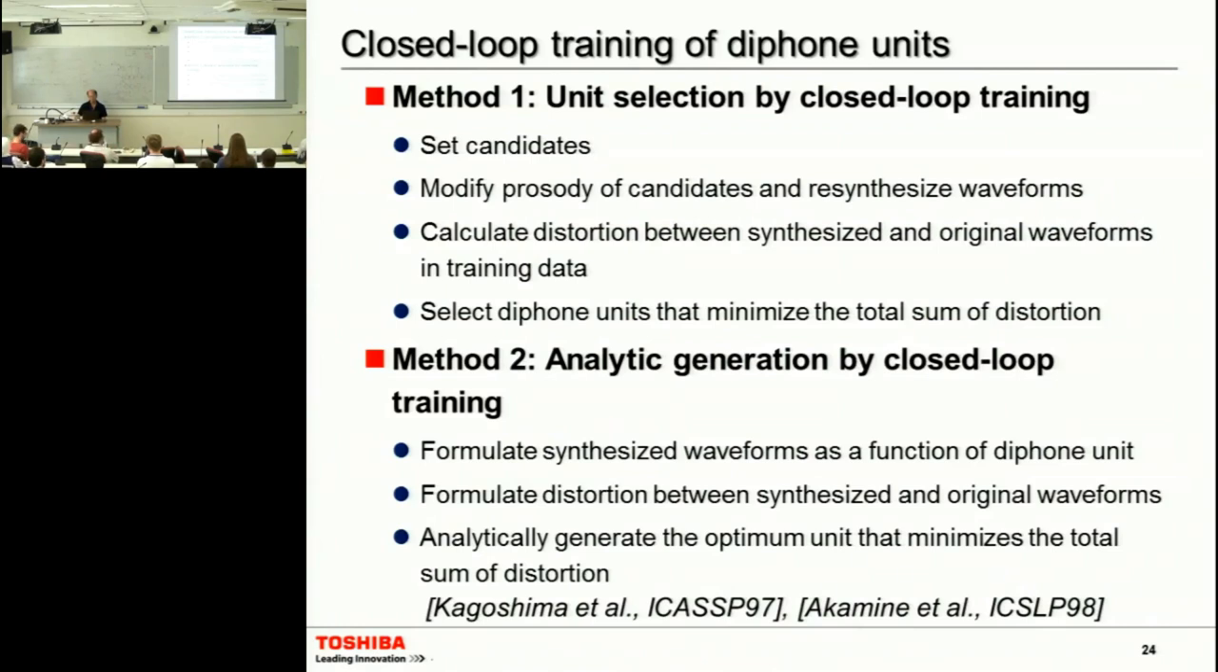And analytic generation by closed loop is like this. We first formulate synthesized waveforms as a function of the diphone unit. And formulate the distortion between synthesized and original waveforms. Then we generate analytically the optimum unit that minimizes the total sum of distortion. This is method two. So closed-loop training is a very simple idea, but very effective to minimize the distortion.